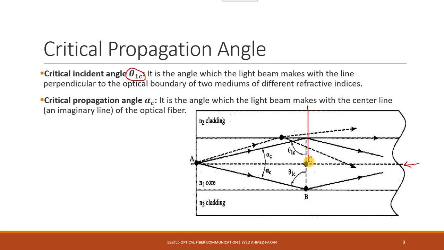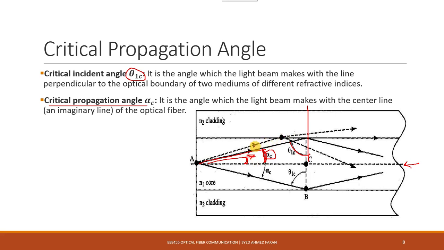Okay, so that was the critical incident angle. The critical propagation angle is the angle that the same ray of light makes with this imaginary line in the center of the cable. This is the critical propagation angle. Since this is the direction of propagation, this direction of propagation is being compared with this imaginary line. So that is why we called it propagation angle.